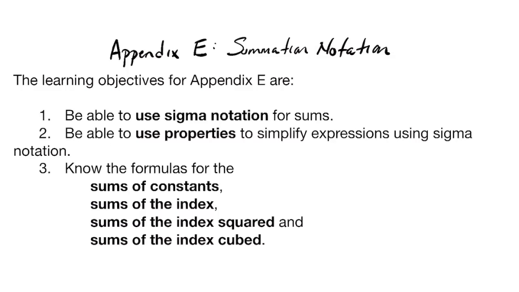Okay, but you can see our learning objectives there. I want to tell you what sigma notation is and how to use it. I won't prove, but I'll tell you about some properties that we'll use for this sigma notation and simplifying expressions in it. And then there are four formulas, four facts that I need you to know about how to sum constants, index to the first power, index squared, and index cubed. That's the factual information that we're going to use in section 5.1. Okay, so let's get going.